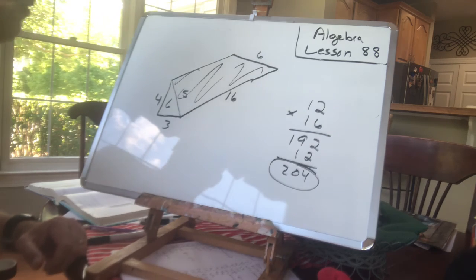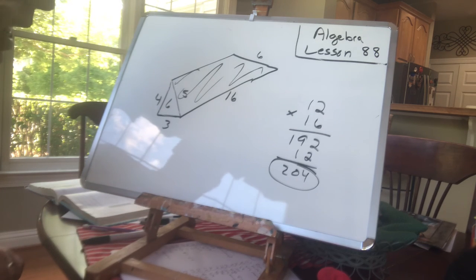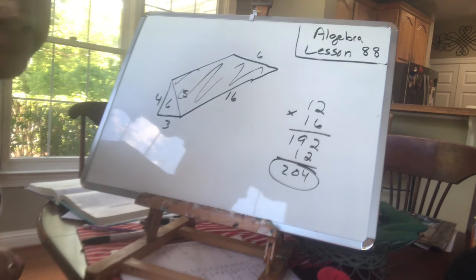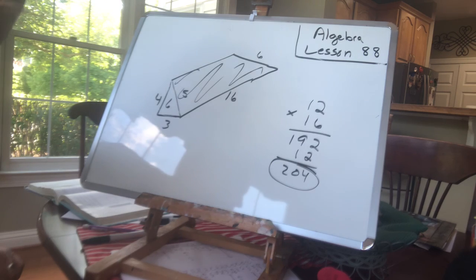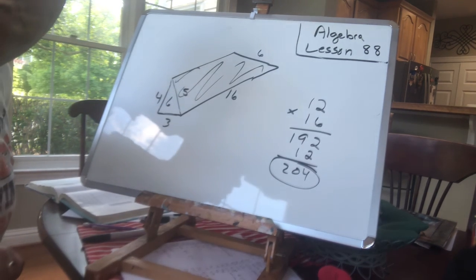It's pretty easy. I just want you to do lesson 88. You don't have to do lesson 87. For today, I want you doing 1 through 30. It'll be in the book, and I'll see you tomorrow.